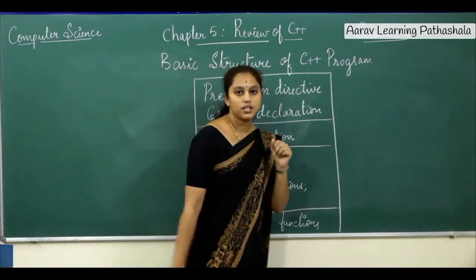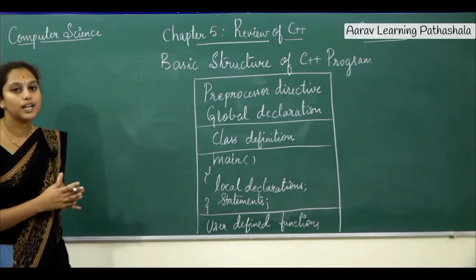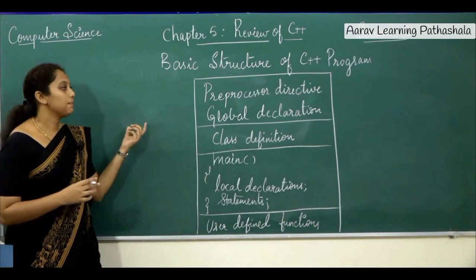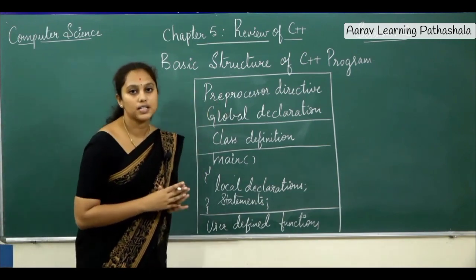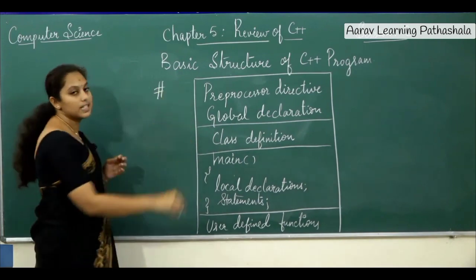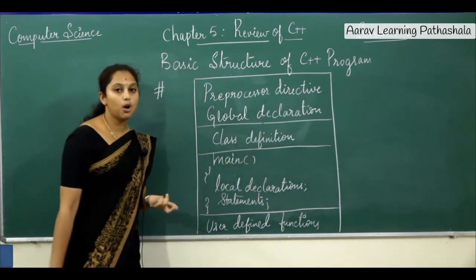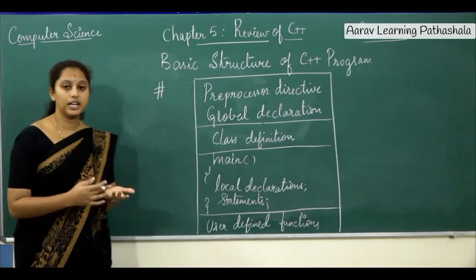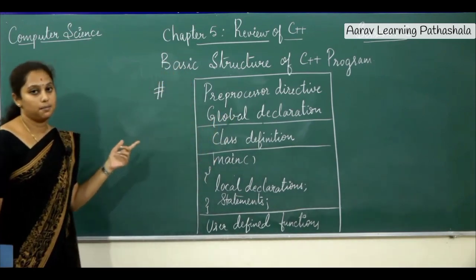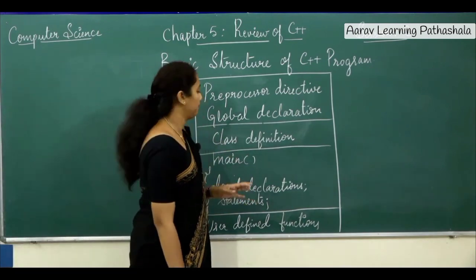What is a preprocessor directive? Preprocessor directive contains some of the programming elements and files which are used in the C++ source code while processing the program. It always starts with the hash symbol. When it comes to global declaration, some of the variables, arrays and functions are declared so that they can be accessible by all the functions including the main function.